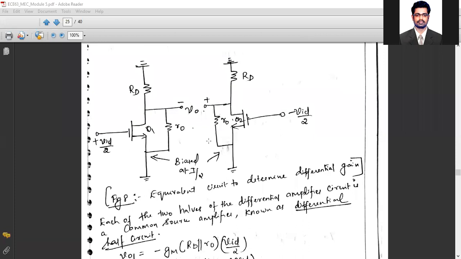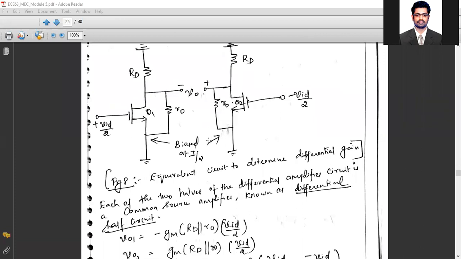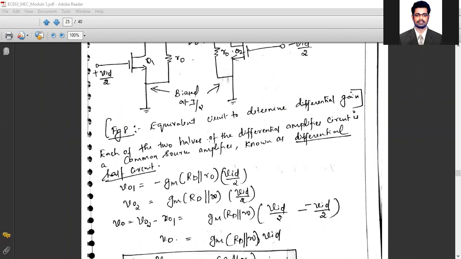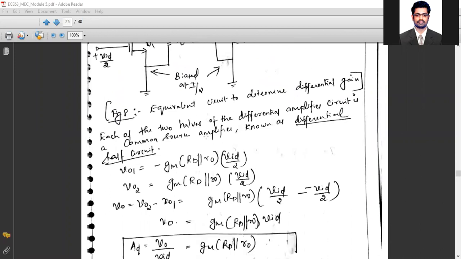Now we will write the individual outputs VO1 and VO2. VO1 is the output voltage at the drain of Q1. In the previous analysis, I had just written it as minus gm into VID by 2 into RD. But here, I have taken r0 also into consideration, where r0 appears in parallel with capital RD.